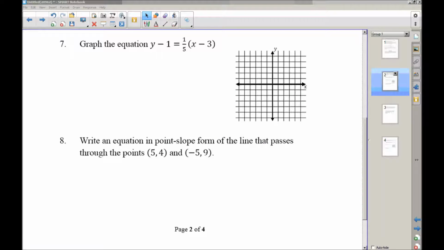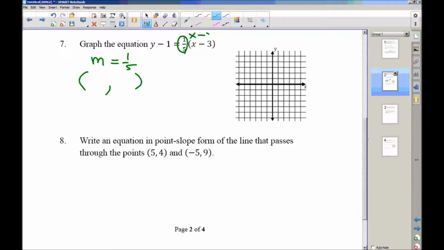Okay, number 7. We're given the equation this time, and we need to find the graph of the line from it. So we have two parts we're looking for. We want to know the slope, and we want to know the point that this graph starts at. And that's given in our point slope form. So the slope is 1/5. And the point comes from here.